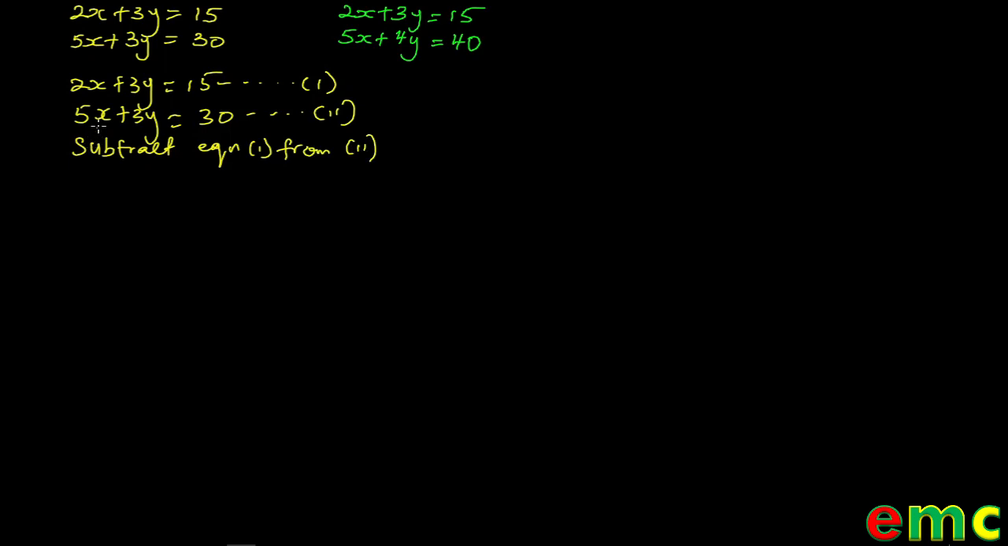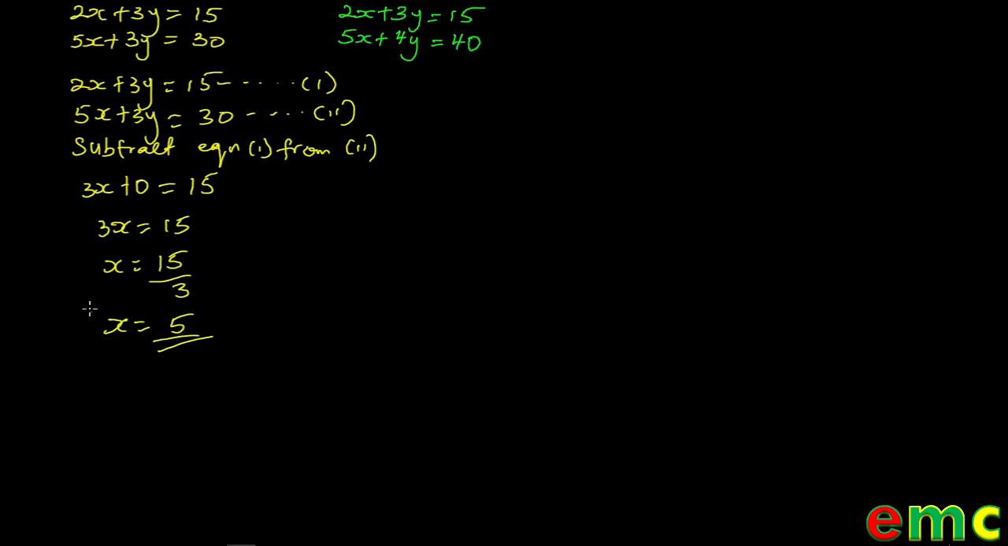Subtracting equation 1 from equation 2, 5x minus 2x gives us 3x. 3y minus 3y gives us 0. 30 minus 15 gives us 15. So we are left with 3x equal to 15. That means x is equal to, dividing both sides by 3, 15 over 3. And that means x is 5.